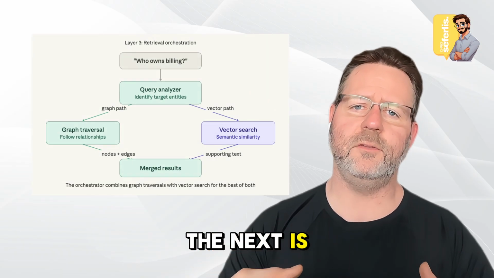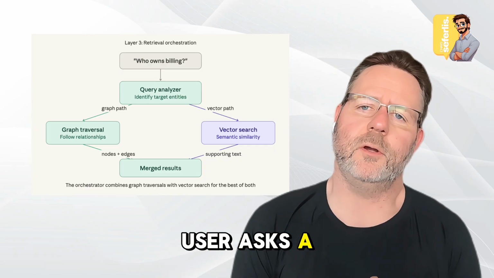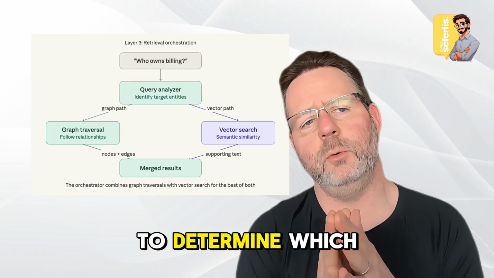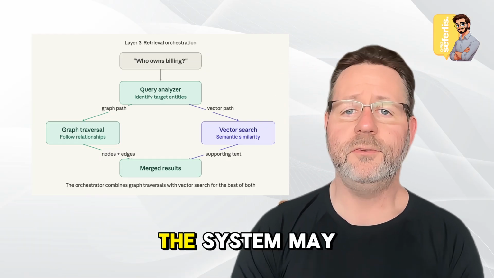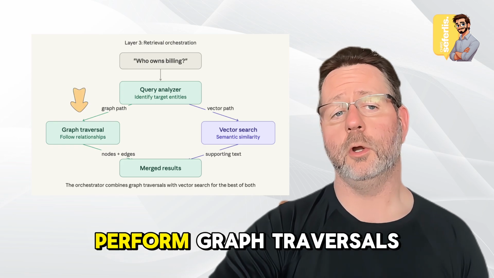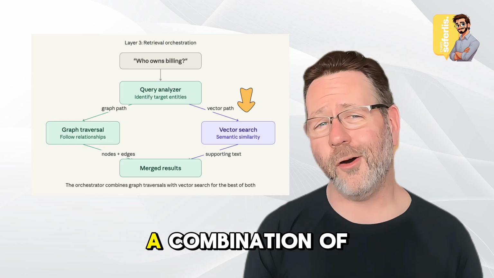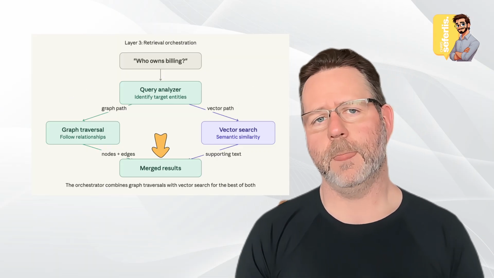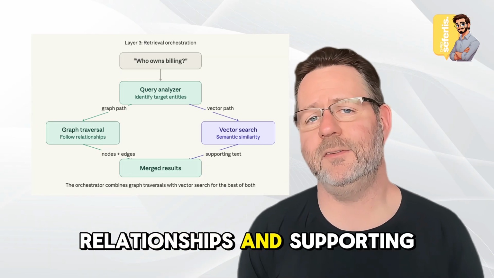The next is the retrieval orchestration layer. So when a user asks a question, the system analyzes the query to determine which entities might be involved. The system may perform graph traversals, vector searches, or a combination of the two to get the right answer. This process retrieves relevant nodes, relationships, and supporting text.